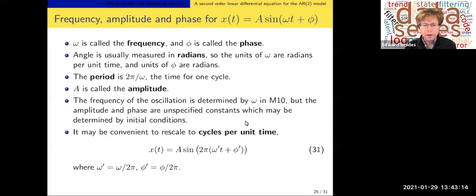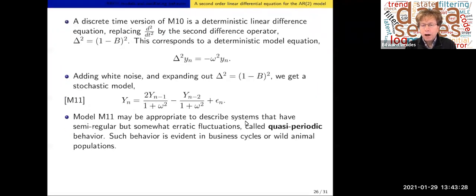There we go. So we have omega prime is omega over 2 pi, phi prime is phi over 2 pi. I guess that's rather not frequency per unit time, that's radial frequency. Okay.